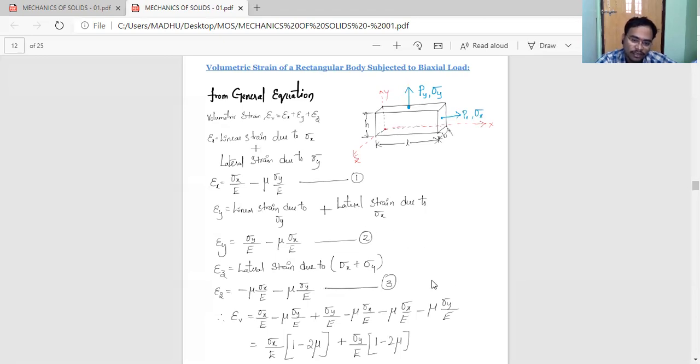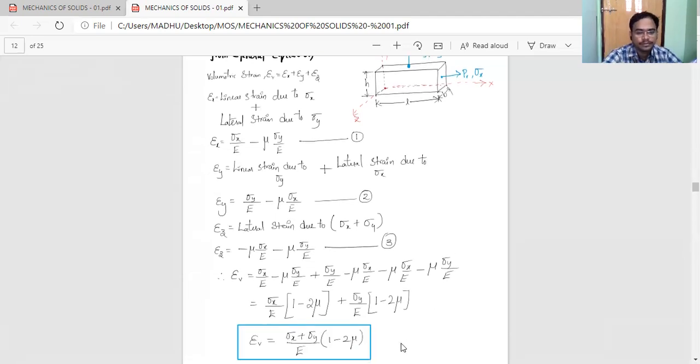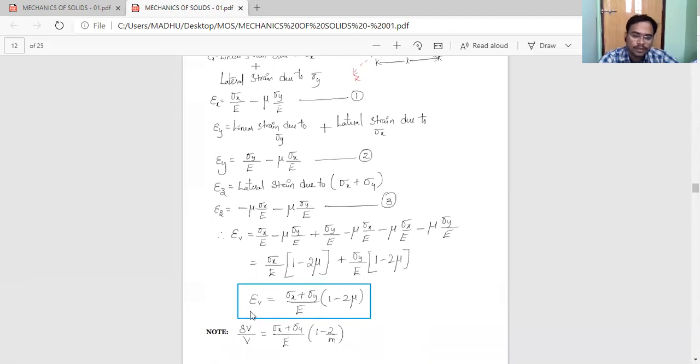When we add equations 1, 2 and 3, we get sigma x by E minus mu sigma y by E plus sigma y by E minus mu sigma x by E minus mu sigma x by E minus mu sigma y by E. Take the commons outside. Sigma x by E, here 1 minus 2 mu, plus sigma y by E, 1 minus 2 mu. So epsilon v is equal to sigma x plus sigma y divided by E into 1 minus 2 mu.